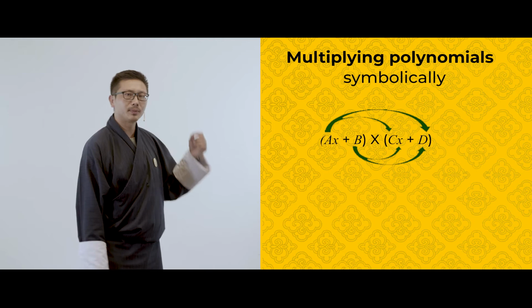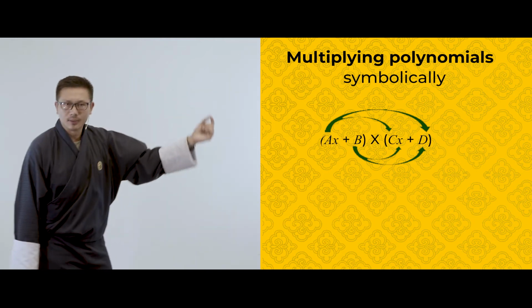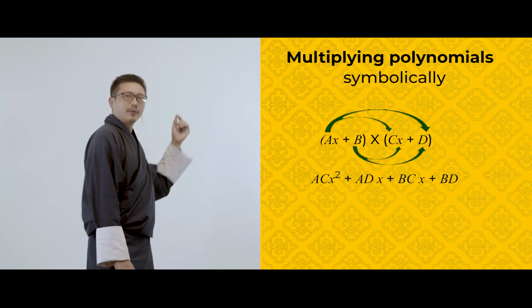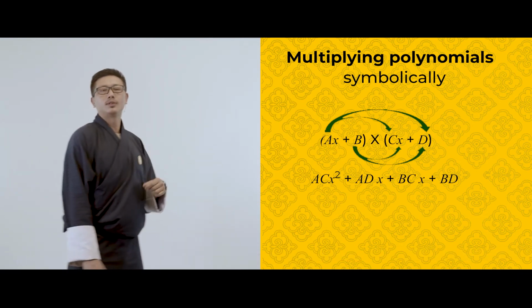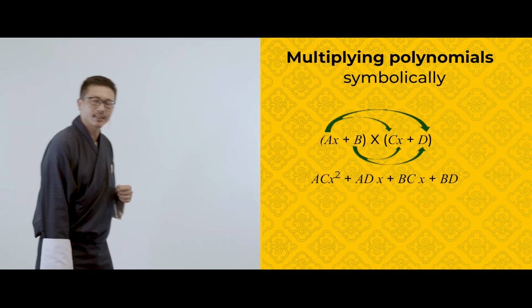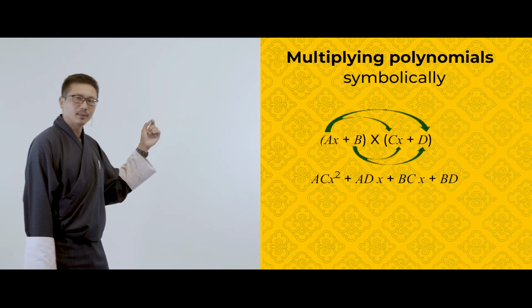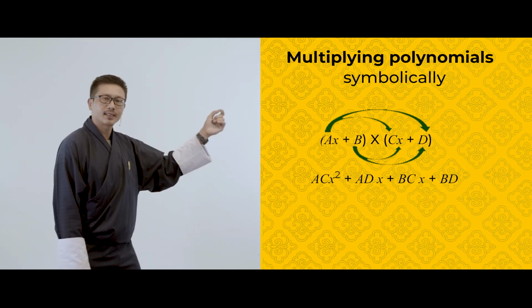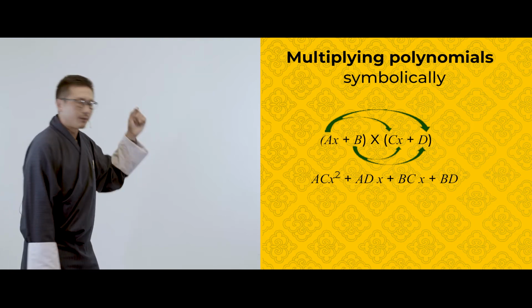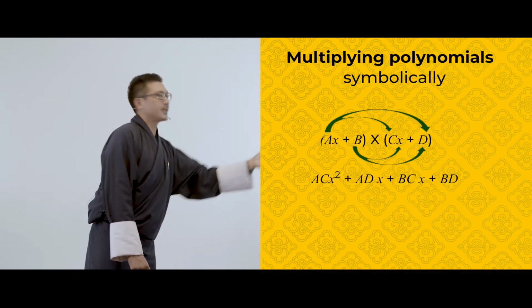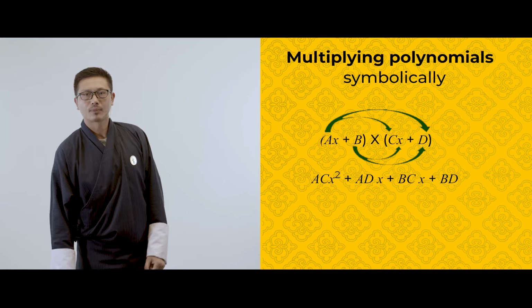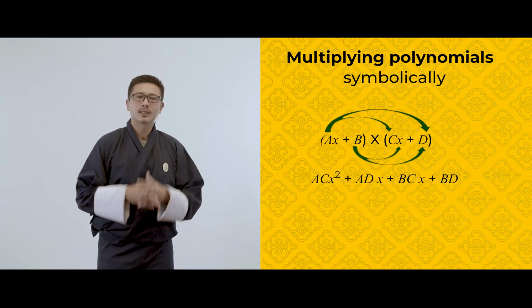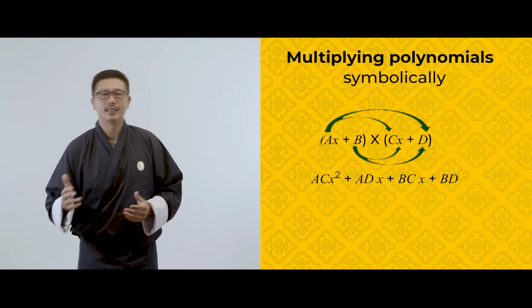When we multiply the first term with the first term of the second polynomial, we have acx squared. Multiplying the first term with the second term of the second polynomial, we have adx. Multiplying the second term of the first polynomial with the first term, we get bcx. And multiplying the second term of the first polynomial and the second term, we get bd. Now, we have acx squared plus adx plus bcx plus bd.